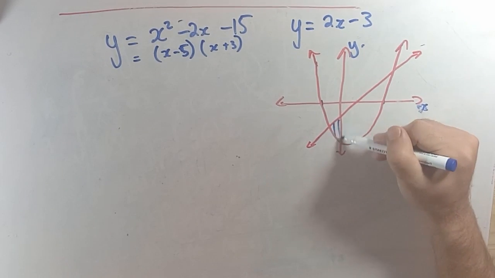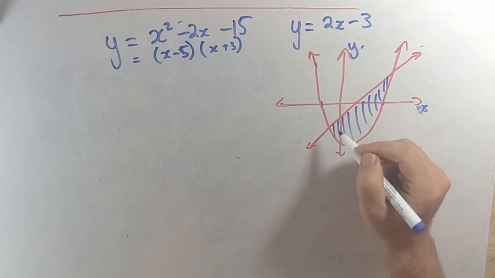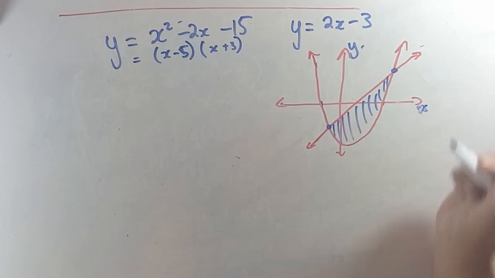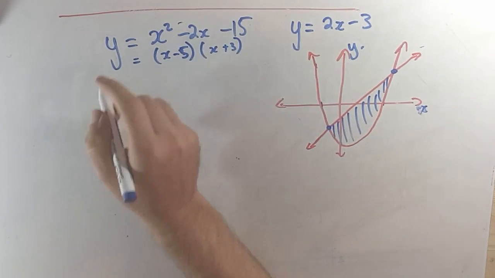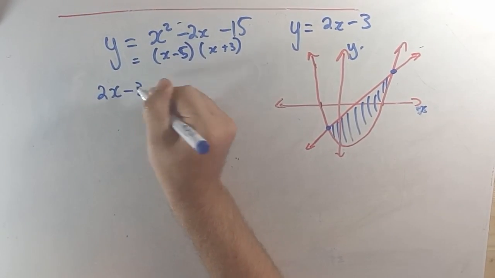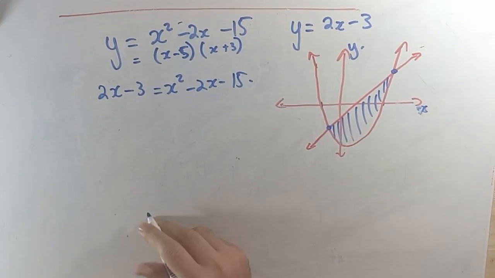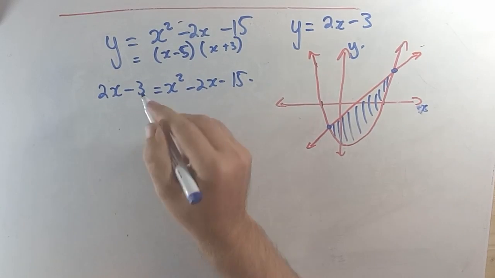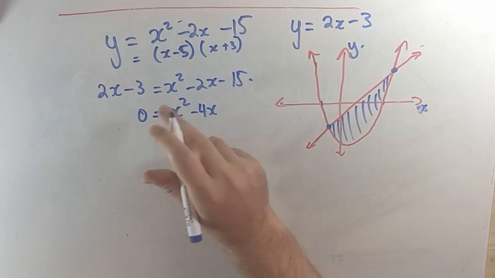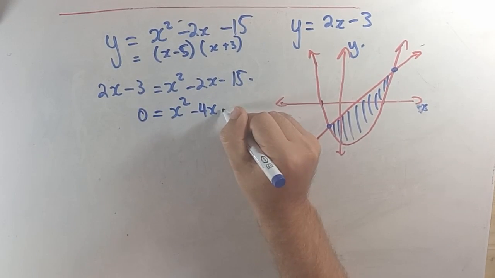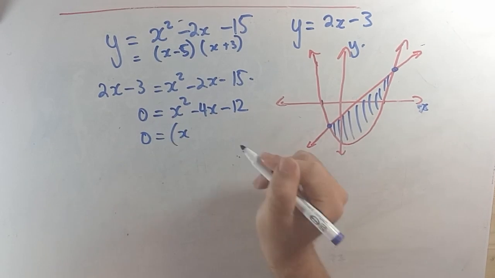Okay, what if we wanted to find the area between these two curves? The first thing we need to know is where these intersect. Where are the intersection points? So let's find them first. We'll set these equations equal to each other. We've got 2x minus 3 equals x squared minus 2x minus 15. Okay, let's make one side equal to 0. So we get minus 4x minus 12.